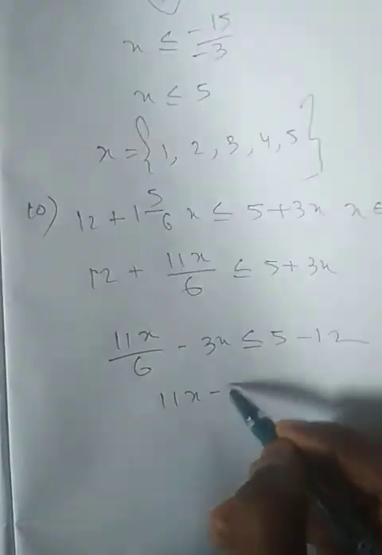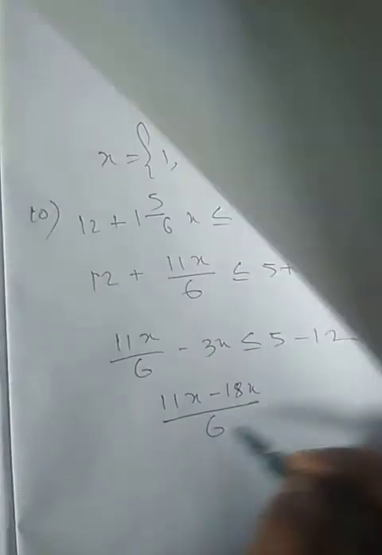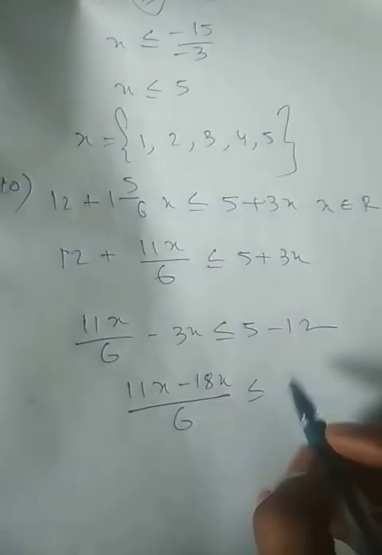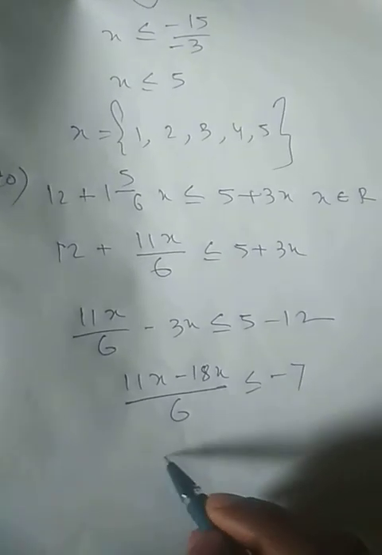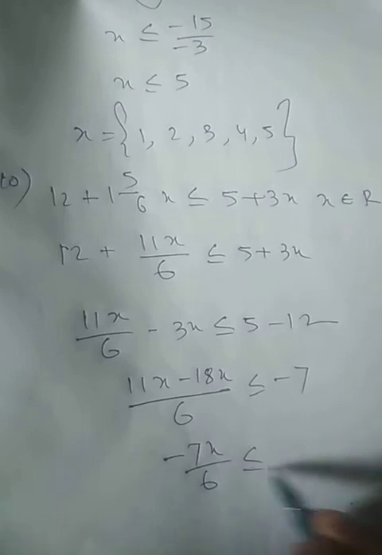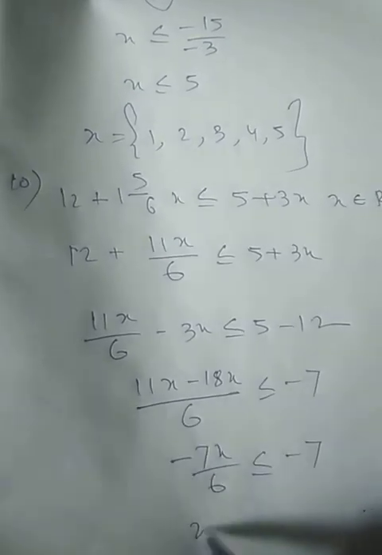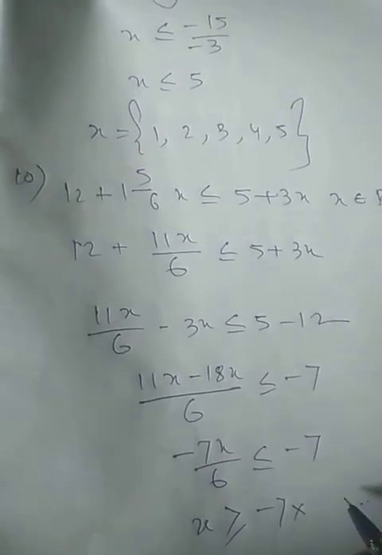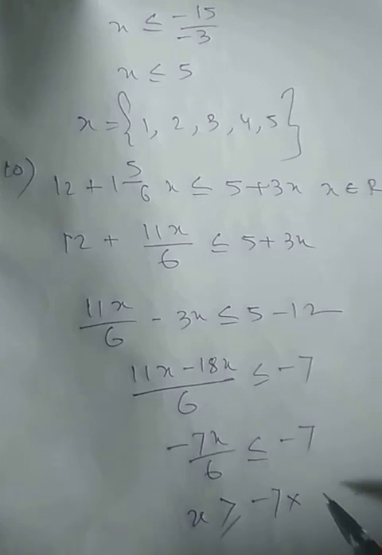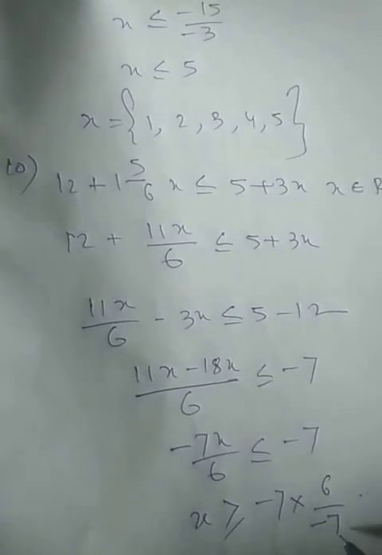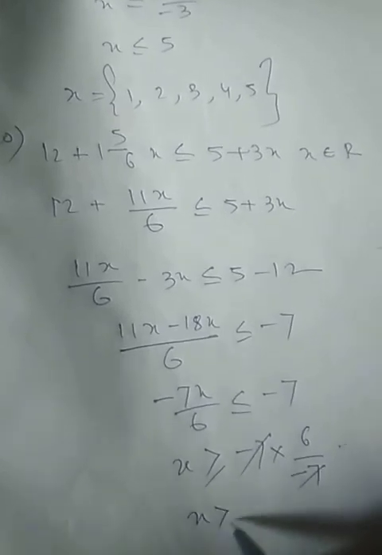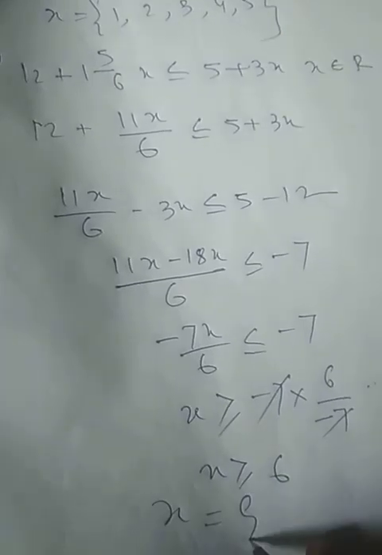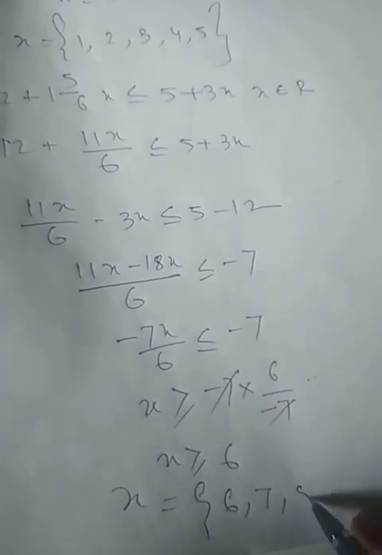So that becomes 11x minus 18x by 6 less than or equal to minus 7. So I got minus 7x by 6 less than or equal to minus 7. Again I have to change the sign because it is negative on both sides. So that becomes minus 7 into 6 by minus 7. So x greater than or equal to 6, and it is said x belongs to R. So what may be the set? That will start from 6, 7, 8 and so on.